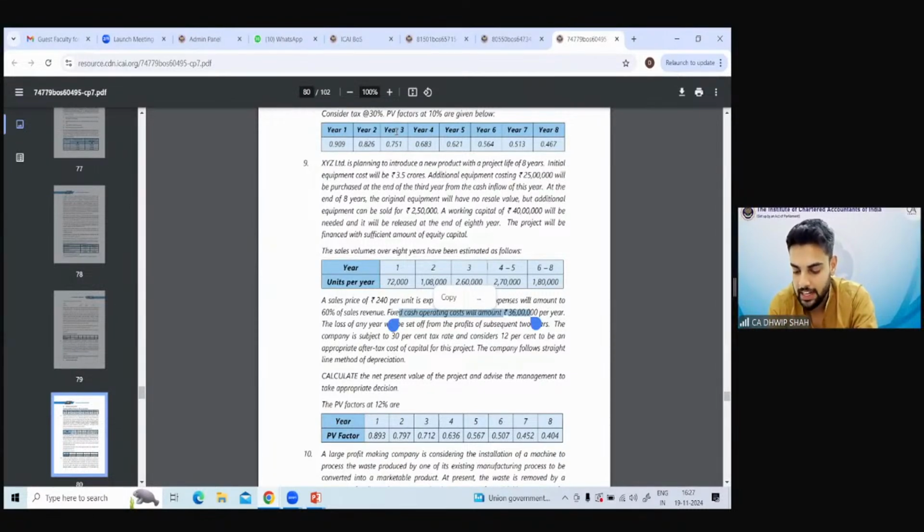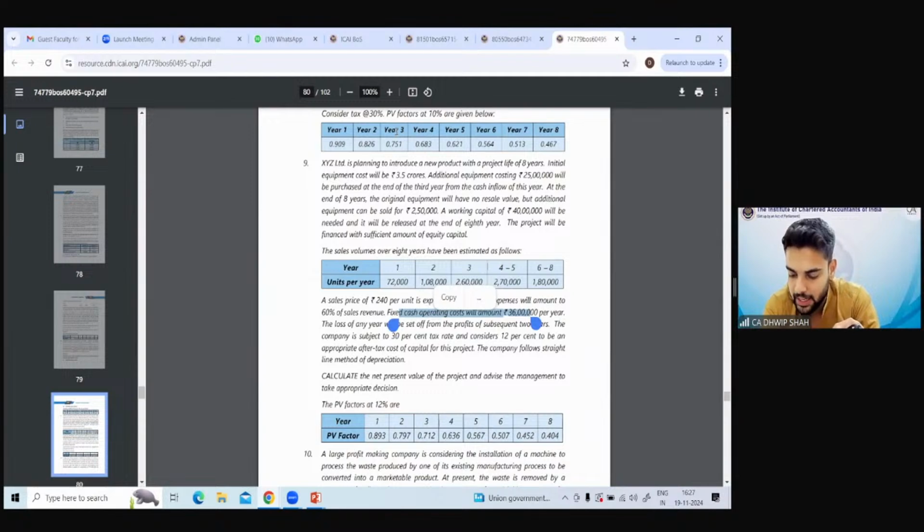The loss of any year will be set off from the profit of subsequent 2 years. Now this element, this twist, is about taxation. Just like in taxation, loss from 1 year could be set off against profit of another year subject to certain carry forward rules, similarly here also loss of any year would be set off against profit of next year.